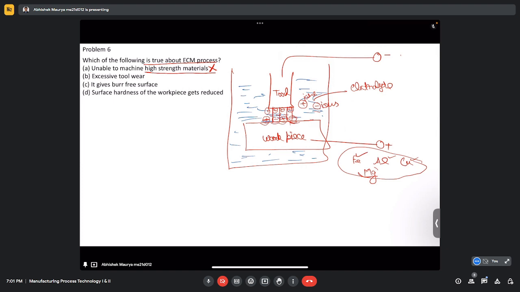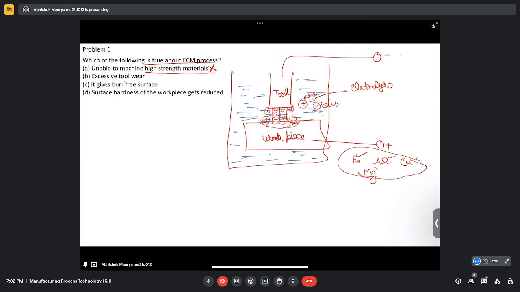Next is the excessive tool wear. In electrochemical machining, our aim is to remove the material from the workpiece by doing some reaction between electrolyte and workpiece, making a precipitate, and flushing it out. That is the mechanism. So here material removal takes place at the atomic level. Atom by atom material is getting removed from the workpiece, and the interaction is between the workpiece and the electrolyte.